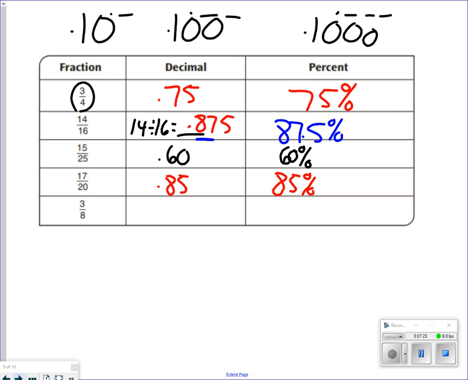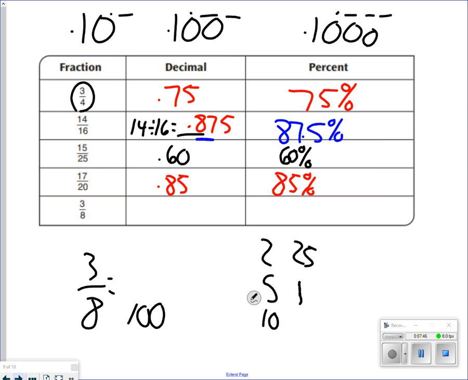Last problem is 3/8. How would we change that into a decimal? Now, 3/8, can I change 8 into 10 easily? I can't. Can I change it into 100? I can't. The only numbers that can go into 10 and 100 would be like your 2s, your 5s, your 10s, your 25s, your 50s. Oh, I forgot 20. 20 can go into 100 as well. But 8 can't. But I'm going to tell you something, that 1/8 equals 0.125.